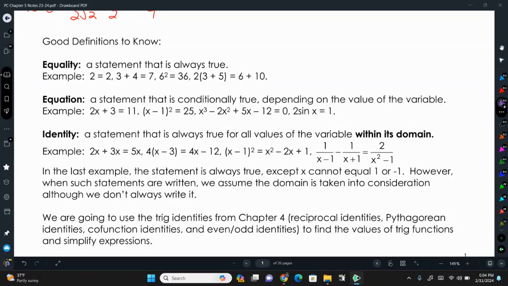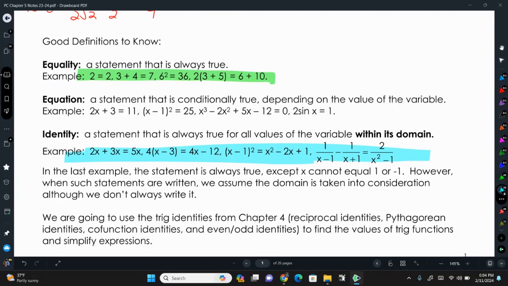So like 2x plus 3 equals 11. That statement is only true if x is equal to 4. So we solve that equation to get what x is to make that statement true. And then an identity is a statement that is always true for all values of the variable within its domain. So you might say, well, how is that different than equalities if it's always true? Well, the equality doesn't have x or any variable. You see no x's in these examples up here. But down here in the identities, we see x's.